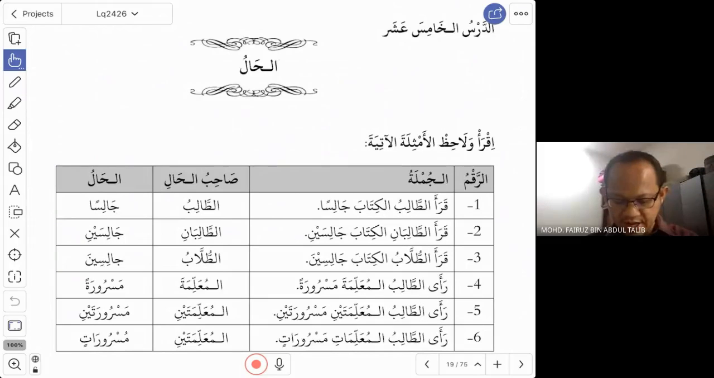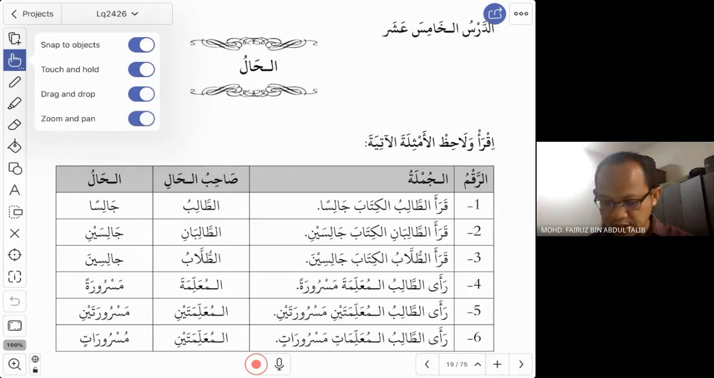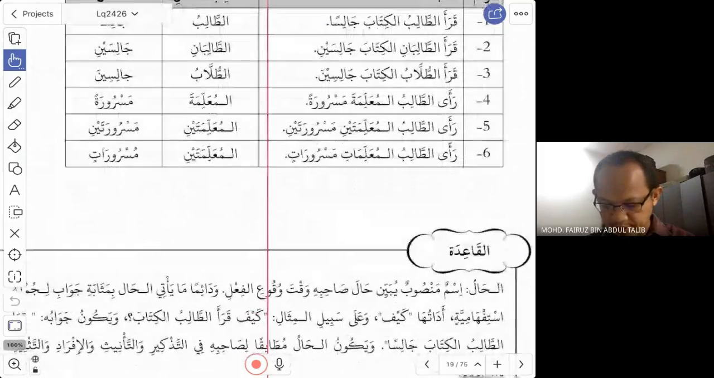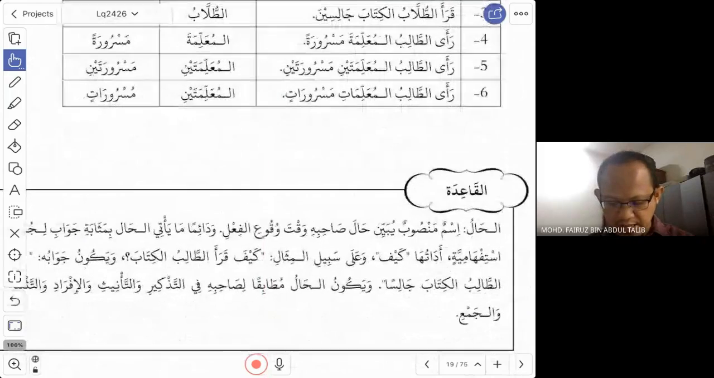الحال. فالحال is another important grammar topic. So what is الحال? الحال in English we have adverb. So الحال is basically adverb. Okay. But how do you use حال in Arabic sentences? Let us look at the قاعدة to understand what is this حال.